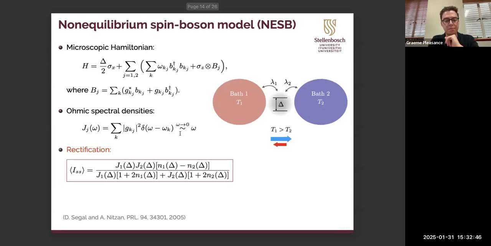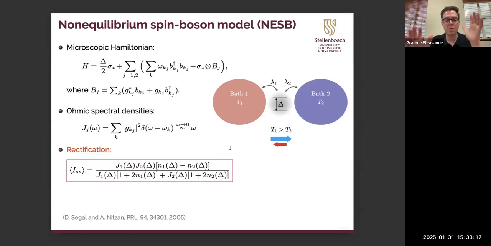In this type of situation, you assume that at small frequencies each of these spectral densities has a linear scaling in omega. You also assume that the spectral density decays, or is cut off, at high frequencies. If you assume that these functions decay sufficiently fast, then this enables you to apply the second order master equations that I gave on the previous slide.